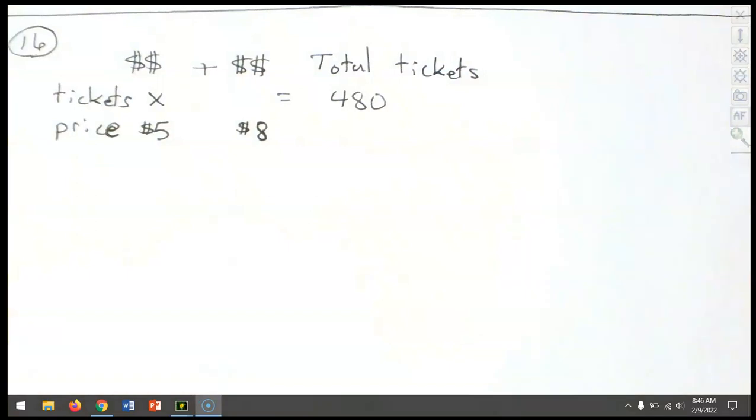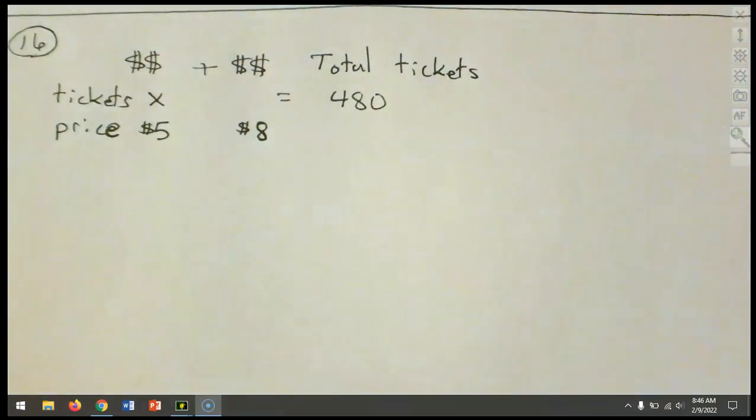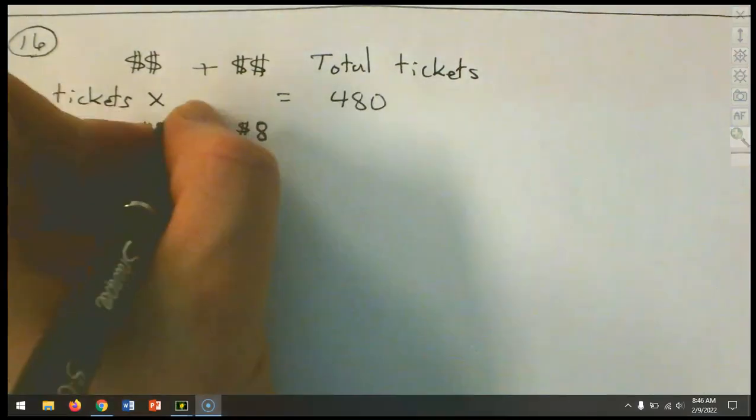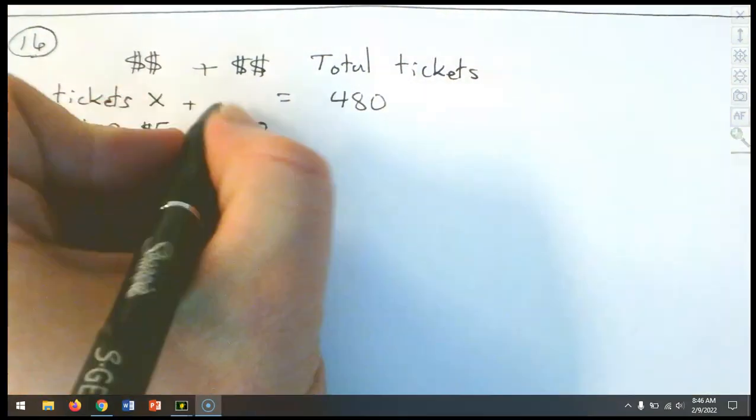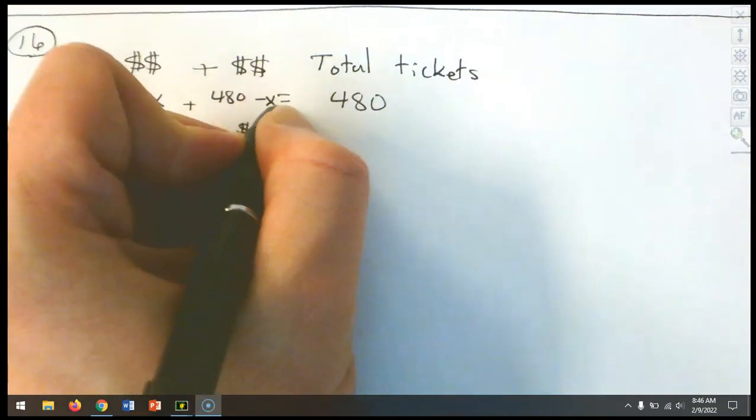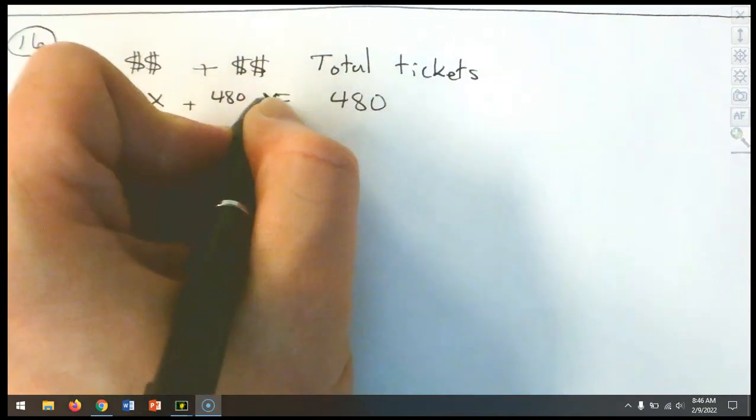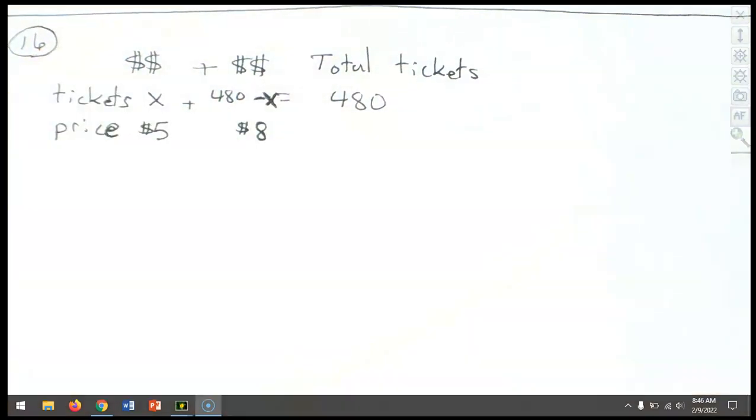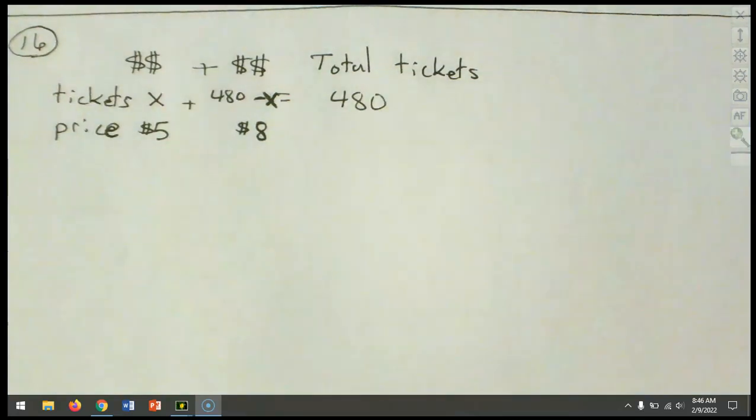Do we know how many $8 tickets we sold? Nope. So what's it going to be? Total minus X. So that's 480 minus X, right? Is everyone okay with that? So one is X. The other one is the total minus X, which in this case is 480 minus X. Now we can build our equation.